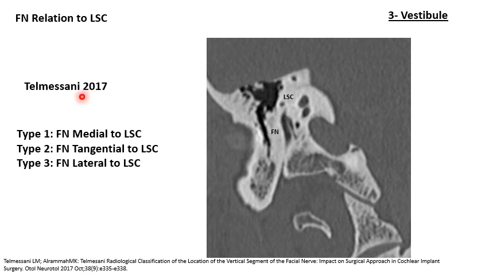Telmisani in 2017 classified this relation into three types. Type 1, where the facial nerve is medial to the lateral semicircular canal. Type 2, the facial nerve is tangential to the lateral semicircular canal. And type 3 is the facial nerve which is lateral to the lateral semicircular canal, and this is the least favorable condition for the surgeon.